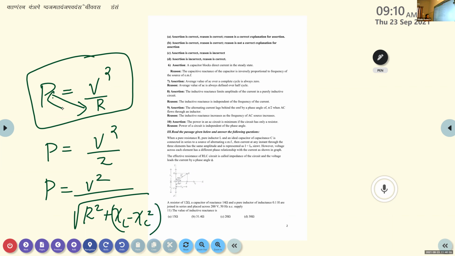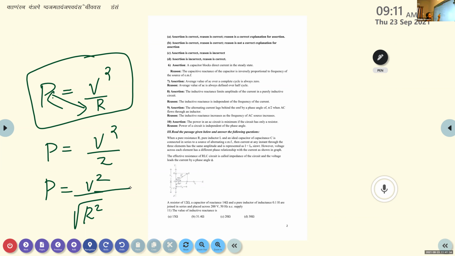But here imagine XL and XC are equal to 0. So here P is equal to V square divided by root of R square. Now in our circuit, only the resistor is present. Then what about the value of power? Does it increase or decrease? The capacitor and inductor are removed from the circuit. Only the resistor is present. Then what about the power generated in the circuit? Power increases. So here actually the assertion is incorrect.